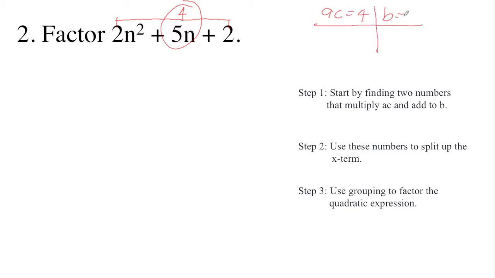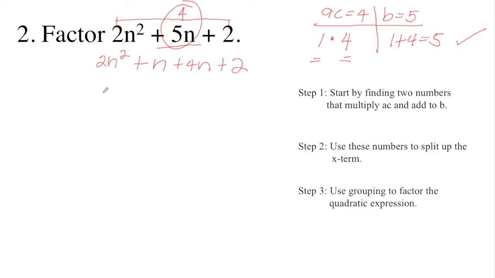Factors, let's start with 1. 1 times 4 is 4, and 1 plus 4 is equal to 5. Okay? So you don't need to list down all the factors of 4 because it's already the two numbers that we are looking for. So copy the first term, 2n squared, split the middle term using 1 and 4. So this will be 1n or just simply n, plus 4n. And copy the last term 2.